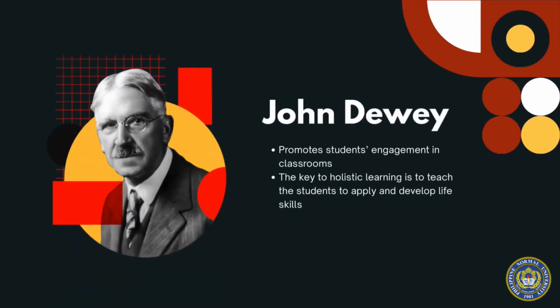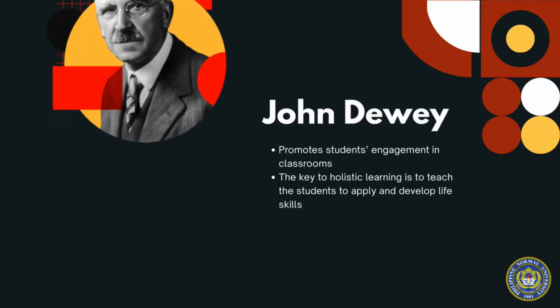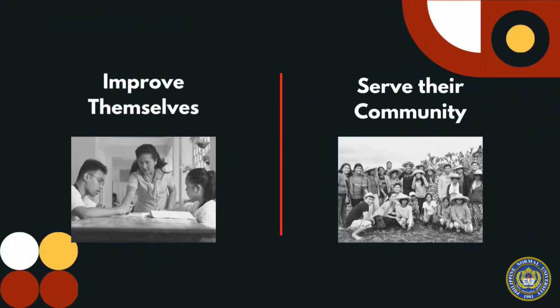John Dewey opposed the early form of education which relied on authoritarianism or rote learning and promoted students' engagement in classrooms. He believed that the key to holistic learning is to teach the students to apply and develop life skills, which they would use to improve themselves and serve their community. His idea has led educators to design and promote activities where learners would be able to practice and reflect on what they have learned by working on their own as well as with others.